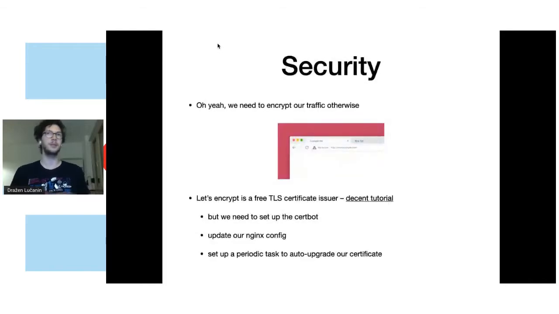And lastly, I mentioned security. Oh yeah, we need to encrypt the traffic. Otherwise, the new Chrome browser is going to pop up these ugly "not secure" warnings for your users. So you need to use Let's Encrypt, another tutorial. But then again, Let's Encrypt expired. So you need to set up a cron rule that's going to auto-update your certificate. You're going to have to upgrade your nginx config, and so on.